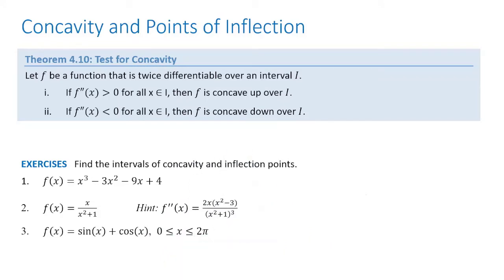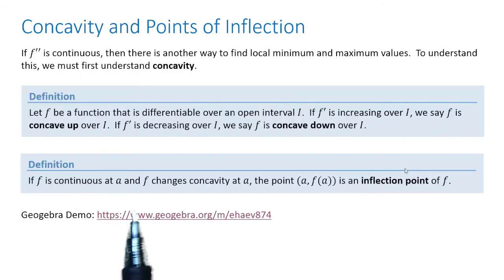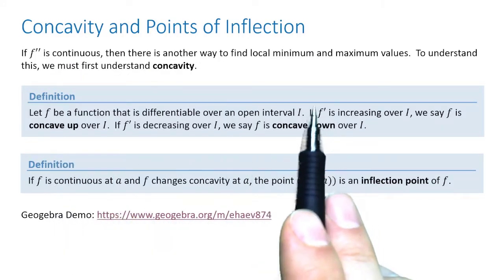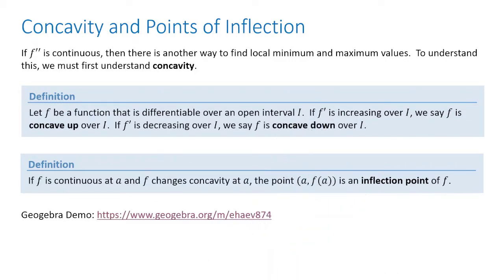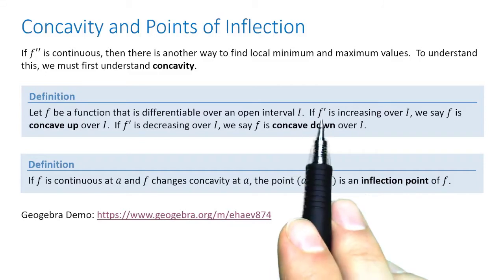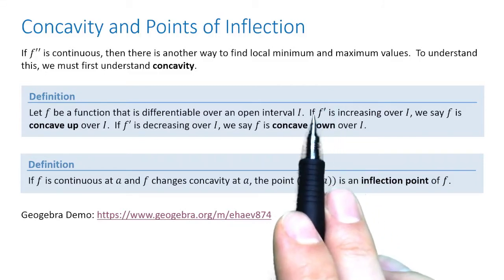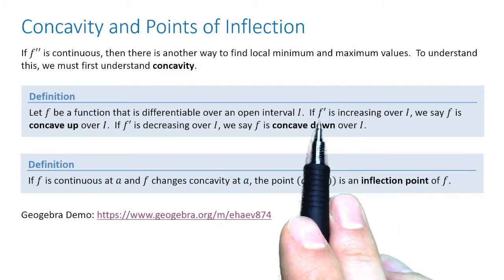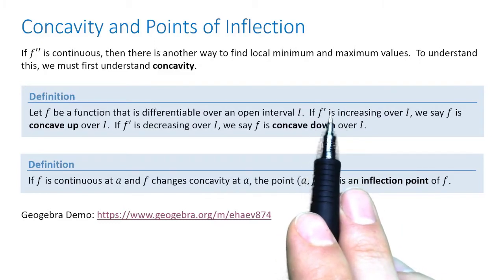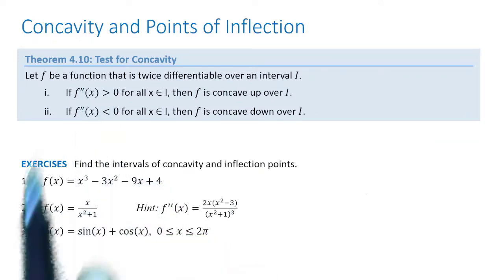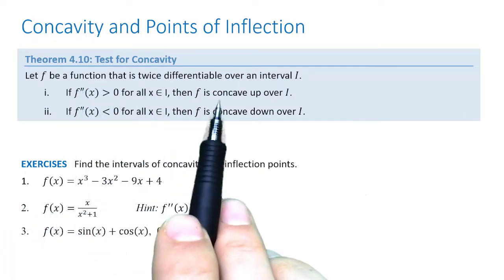Well, let's think about what it means to be concave up, what the definition was. Right? A function is concave up if the derivative is increasing. But we know that for a function to be increasing, it means its derivative is positive. So if f prime is increasing, that means the derivative of f prime, that's f double prime, must be positive. And that's what this is saying. F double prime is positive. That means it's concave up.